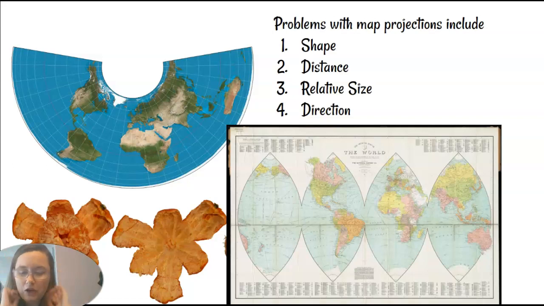Think about when you peel an orange. You can't just lay it flat. It doesn't have the same shape. You cannot recreate the 3D circle by laying it flat. And that's the same thing with a map. So we encounter a lot of different issues.